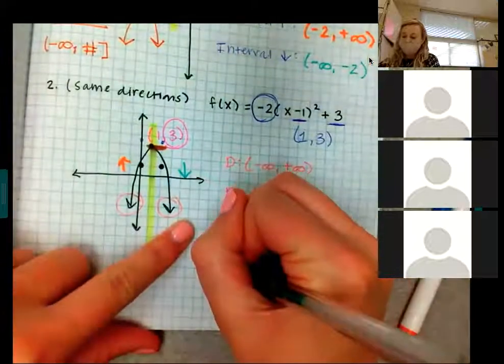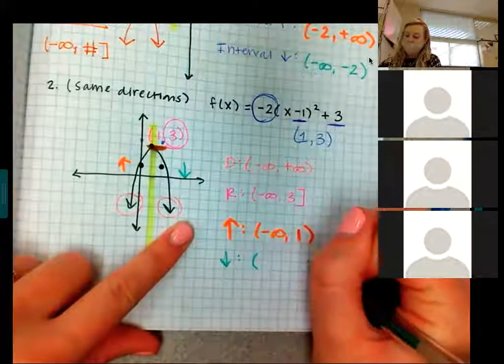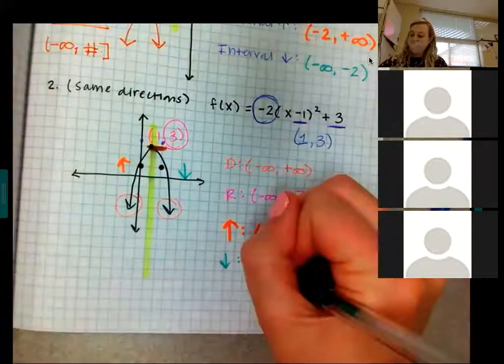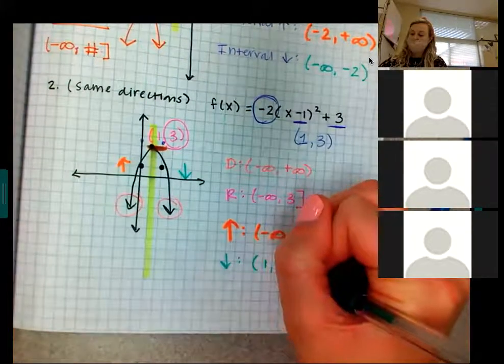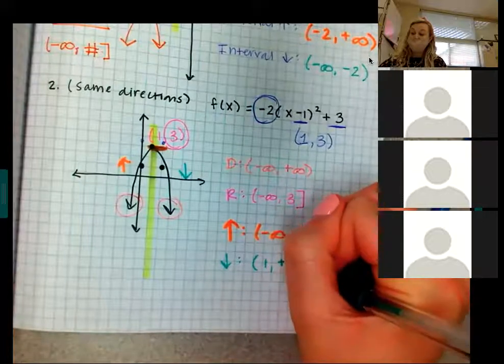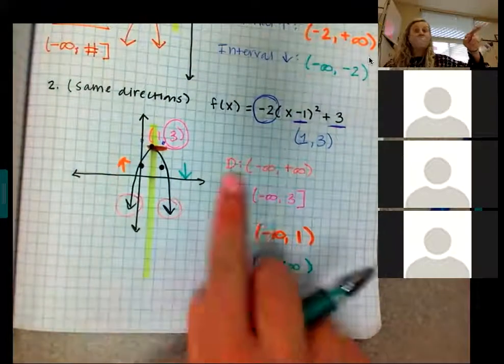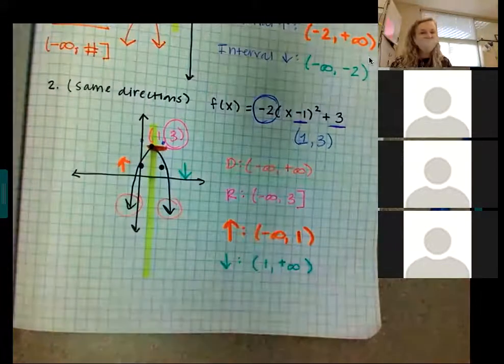Okay, y'all name that interval for me. Where does it start decreasing and where does it stop? 1 and positive infinity. Why is it positive? Because it goes on the positive side. It's on the right. Very good.